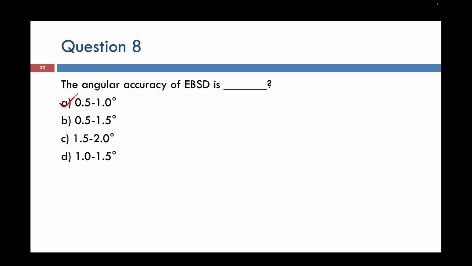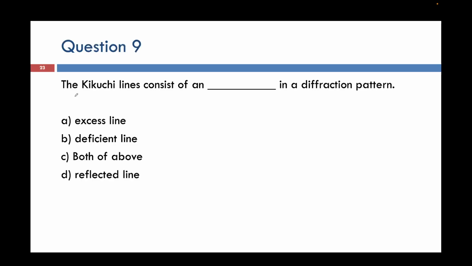Okay, this is a conceptual question. The Kikuchi lines in a diffraction pattern consist of: the options are excess line, deficient line, both of the above, reflected line. Can anyone answer? C, sir. So the Kikuchi line will always consist of a pair of lines. That means one excess line and another one will be a deficient line.